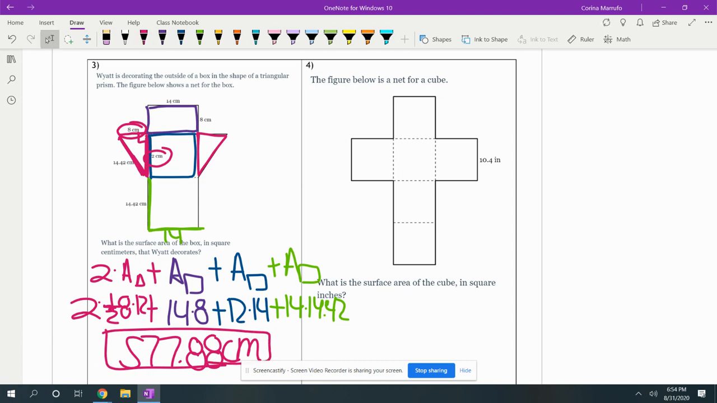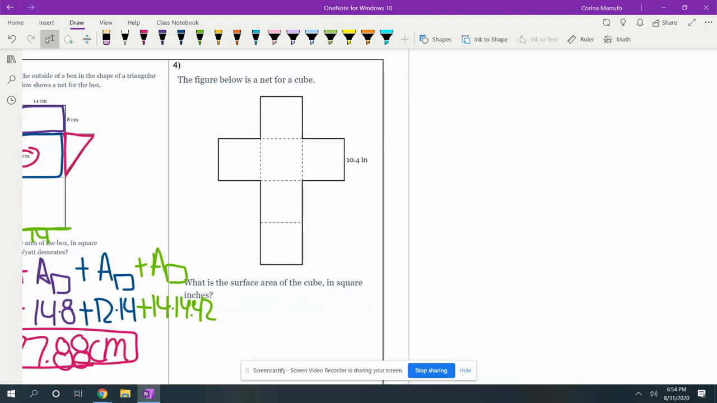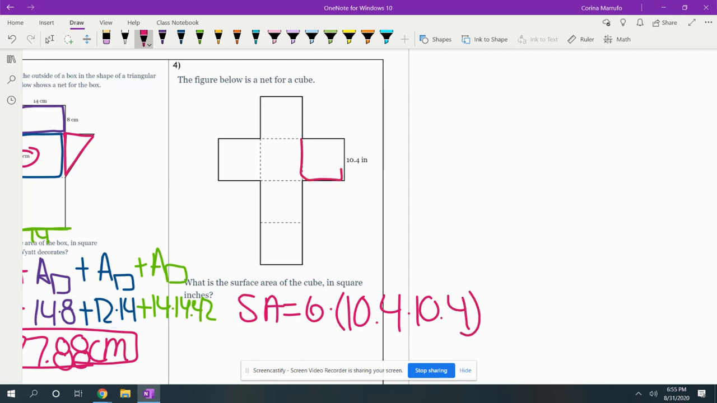Okay, this next one is another cube. It says the figure below is a net of a cube. What is the surface area of the cube in square inches? Since we have a cube, for our surface area we have 6 of the same squares, and the dimensions for our squares are 10.4 times 10.4. I go ahead and put that in my calculator, and that gives me 648.96. So surface area equals 648.96, and our units are inches squared.